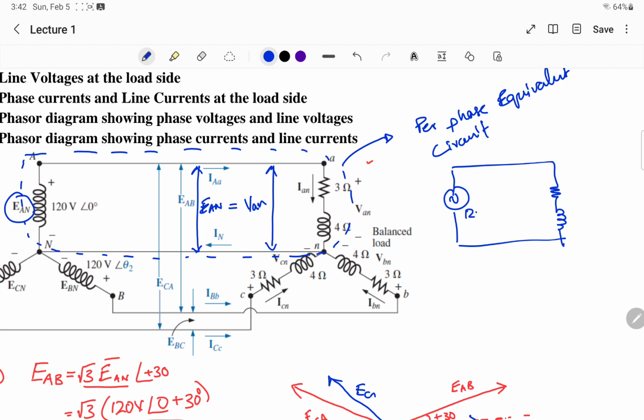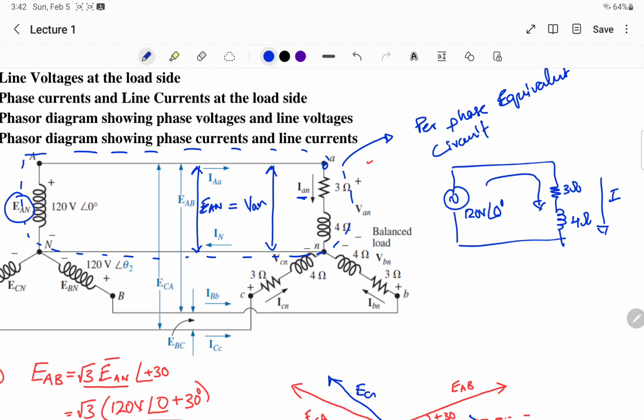So we know this is 120 volts angle 0. We have the load here. This is 4 ohms. We have an inductor. Impedance is 4 ohm. If we can solve this circuit, which current can we calculate? We can easily calculate the phase current, the current that is IAN.